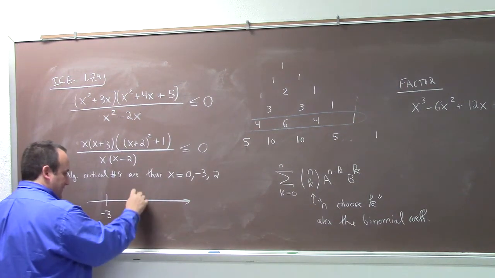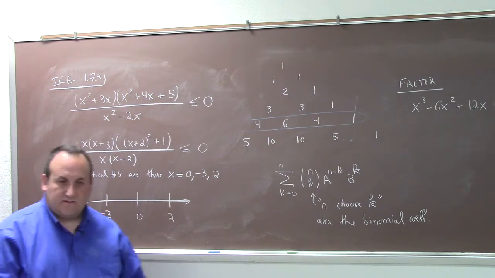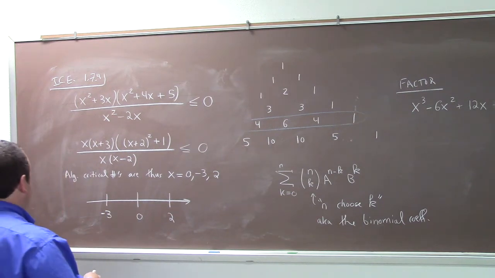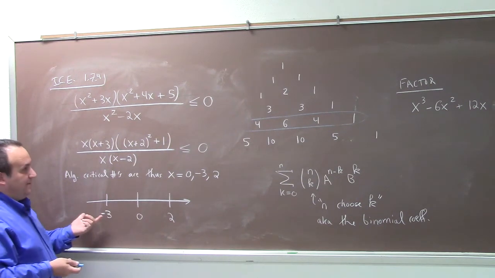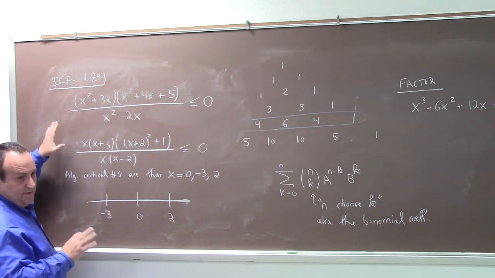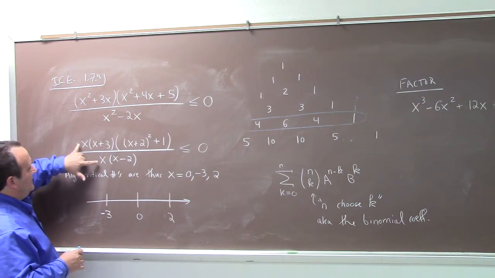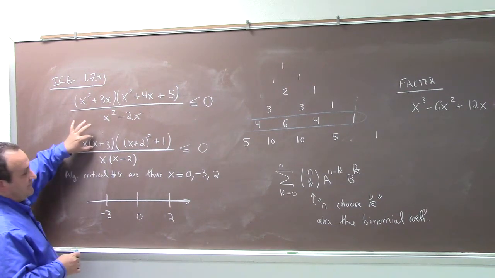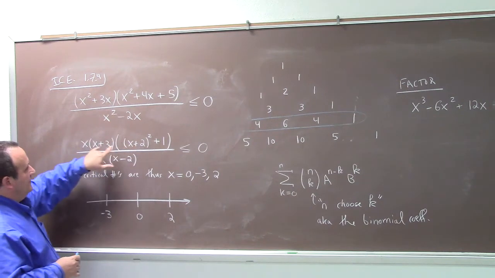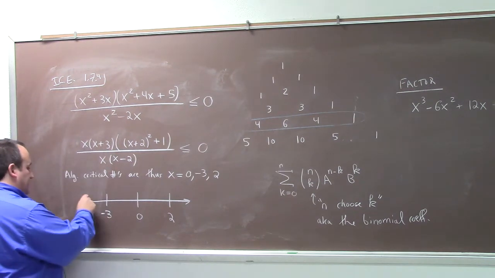Minus 3, 0, and 2. I mark these down and then just test a point in each of the subregions. If I plug in, say, minus 4, you don't actually have to figure out the number, you just need to figure out the sign. These guys are going to cancel, so except for x equal to 0, you could just cancel these. So I've got minus 4 plus 3, which is minus 1. This is positive. So I've got minus 1 over minus 6, so it's a net positive. It's positive over here.